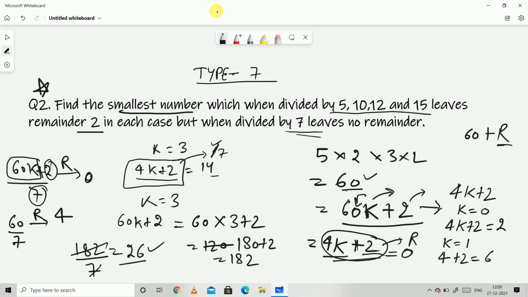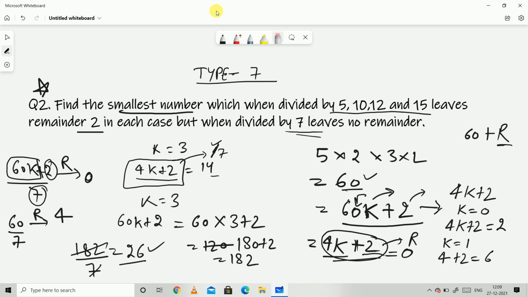So here I found out that if the value of k is 3, then I will get 14, which is completely divisible by 7. So I will be left with no remainder, and therefore I will put k equal to 3 in 60k plus 2, and I'll get a number which is completely divisible by 7. That is, it will be leaving no remainder. So I think this question is clear to you.